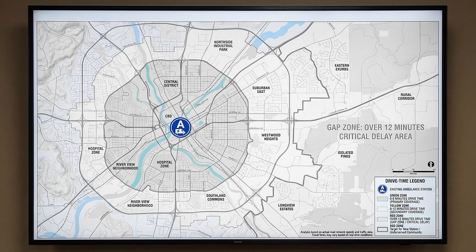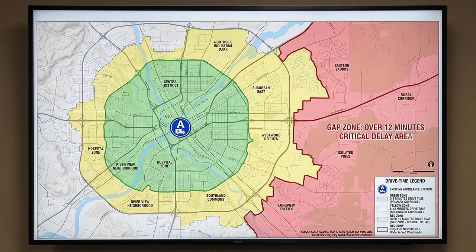The existing station is our center point. The green zone represents areas within an 8-minute drive. Yellow extends to 12, and that red zone on the edge is our gap. We find that gap using network analysis. We aren't measuring a straight line across the map. We are calculating actual drive times on real roads, using speed limits and traffic patterns to define exactly who is waiting too long.